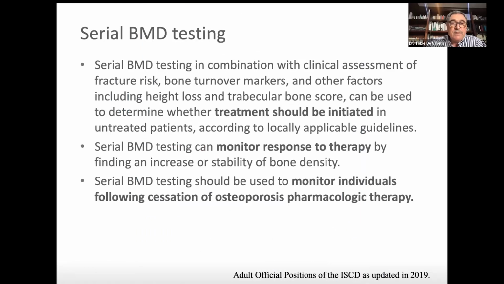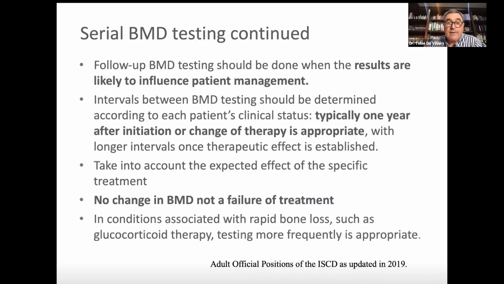So the last bit is just about serial bone mineral testing. You can use serial bone mineral testing to initiate treatment in a patient that's just been followed up before, or you can use it to monitor response to therapy, or you can monitor individuals in whom therapy has been stopped, such as a patient who's been on hormone replacement therapy and then stops it, or a patient that's on a drug holiday after 5 years of oral bisphosphonates.